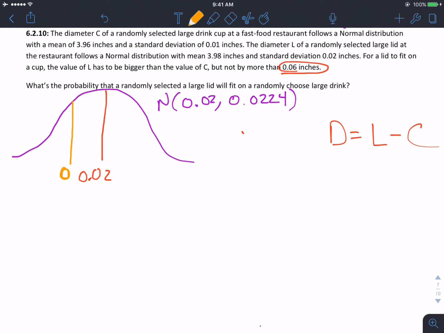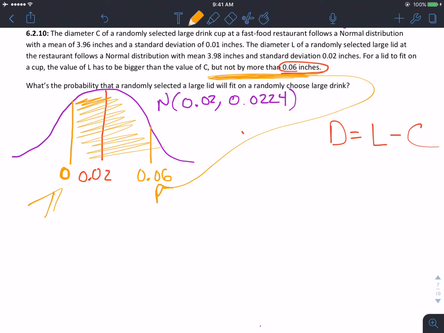And then it could go all the way up to 0.06 from this part right here. That's how I'm getting this number. How did I get the zero? The zero is just lid needs to be bigger than the cup. So we can't go below 0. And then essentially what we're going to do is we're looking for this area in here. This is another z-score problem.